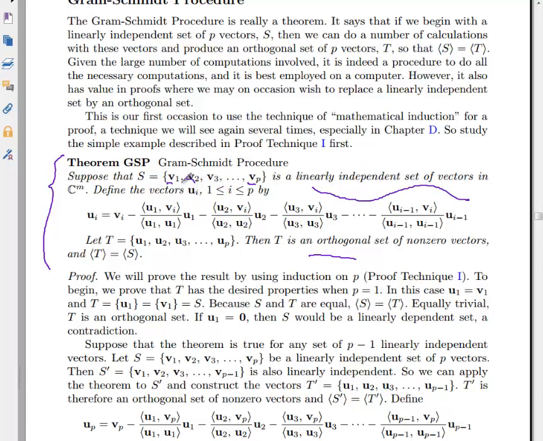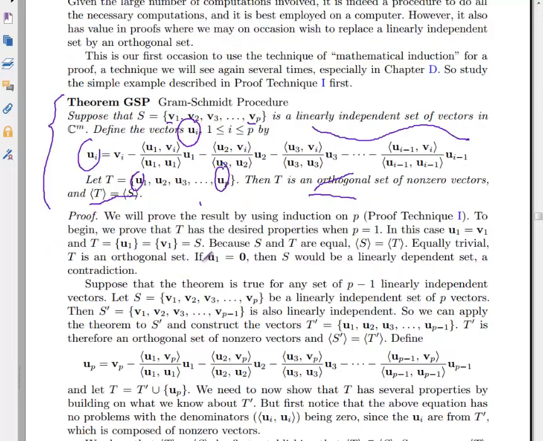and we're going to define another set of vectors that we're going to generate using a process. And this is an inductive process. In other words, you start out with all of these v's, you create u1, u2, u3 successively. So from these vectors v1 up to vp, I'm going to create a new set of vectors u1 up to up that are orthogonal and have the same span as the original set. Now, I'm sure that that's kind of confusing, so let's just go straight to the example.